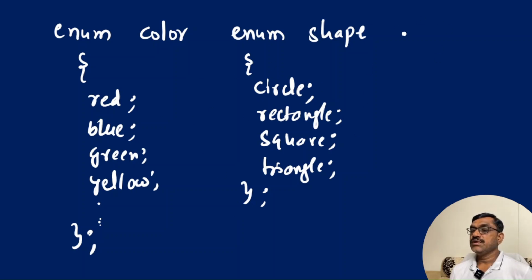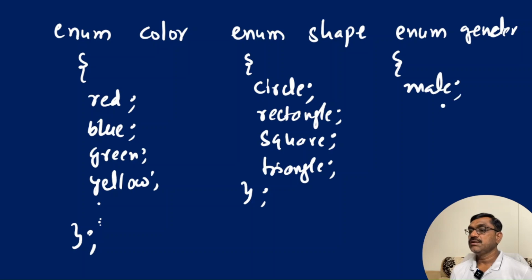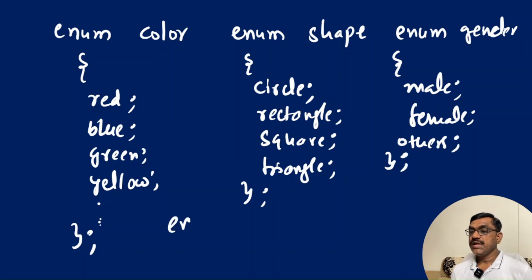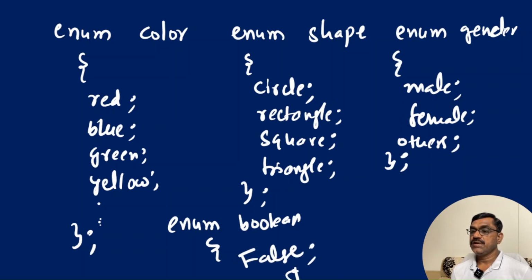So not only this, we can use enum. You can use the enumeration type as gender, and here we can take male, the second one female, and the third one others, semicolon. Or we can also use enum, and the name of the enum is boolean. Boolean means it is going to contain true or false. The first one is false, and the second one is true, closing brace.